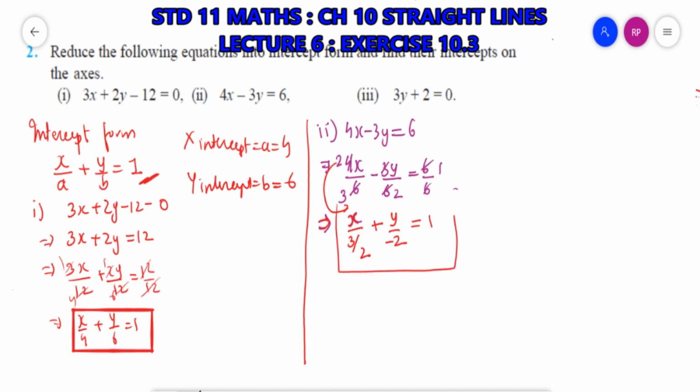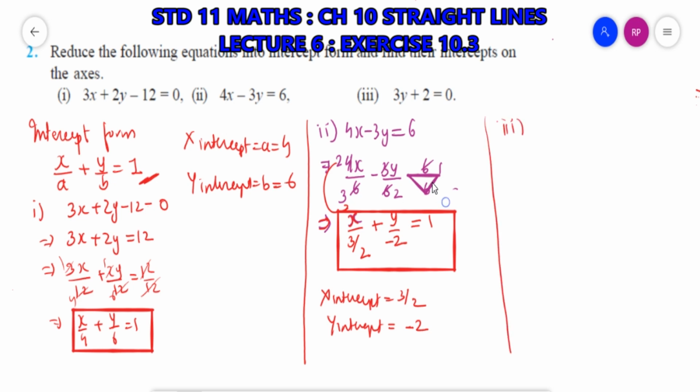So this is the intercept form where the x-intercept is equal to 3 by 2, and the y-intercept is equal to minus 2. Clear? So this was about the second question. Now let's see the third one. It is given that 3y plus 2 is equal to 0. Clear? So now see, divide by minus 2.